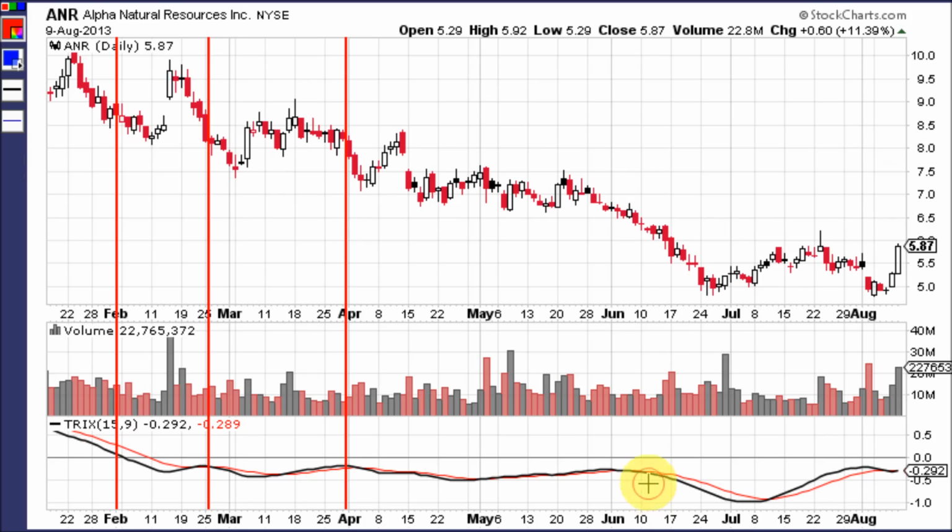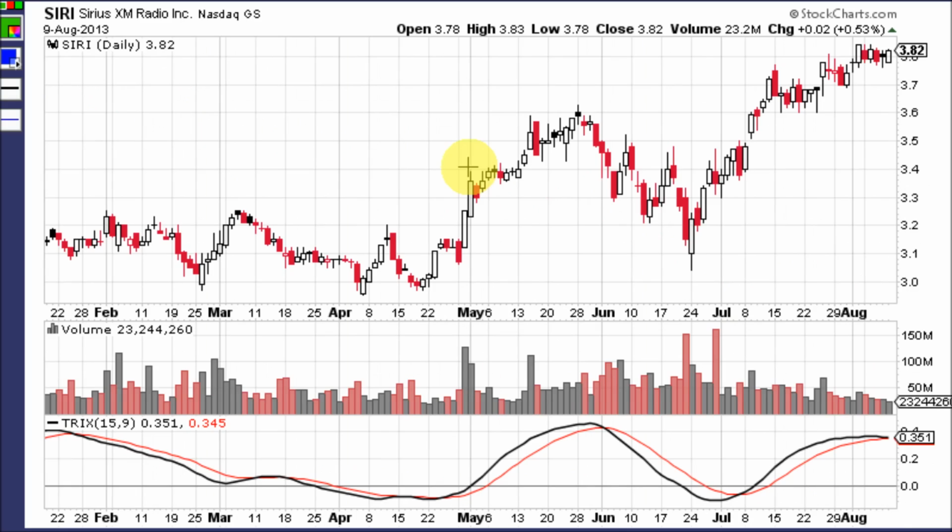Here's a real good one right about here. Trix crosses down through the signal line. Stock drops from about $5.50 to under $5. Now let's go ahead and look at the signals that the Trix gave on this chart for SIRI here. Let's look at the positive ones first. Okay, right here, Trix crossed up through the signal line.